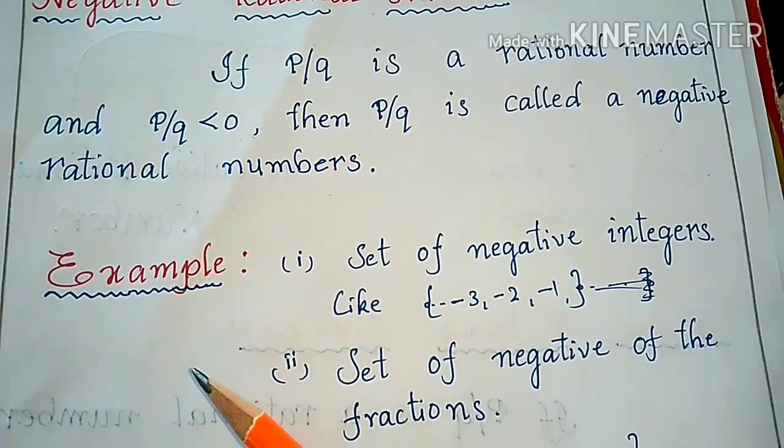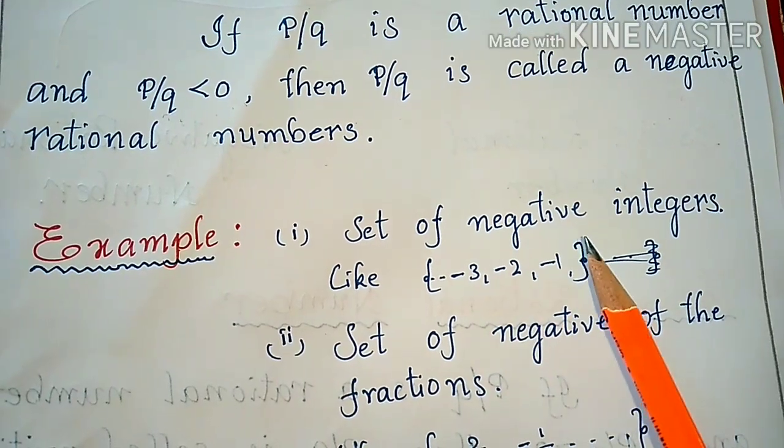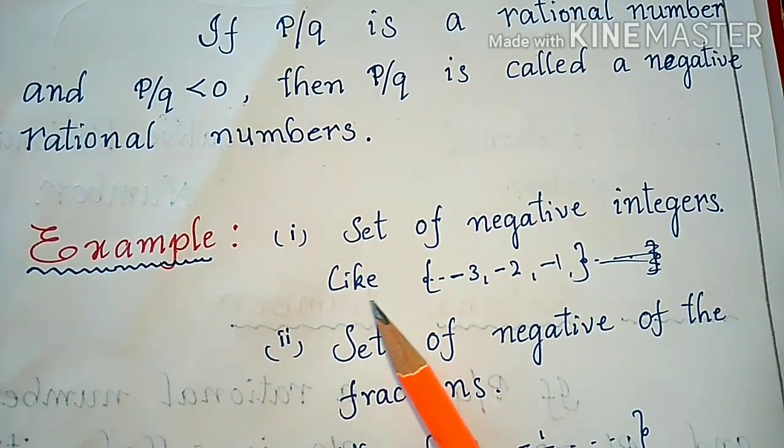Okay children. Next examples: the set of all negative integers, negative integers only.